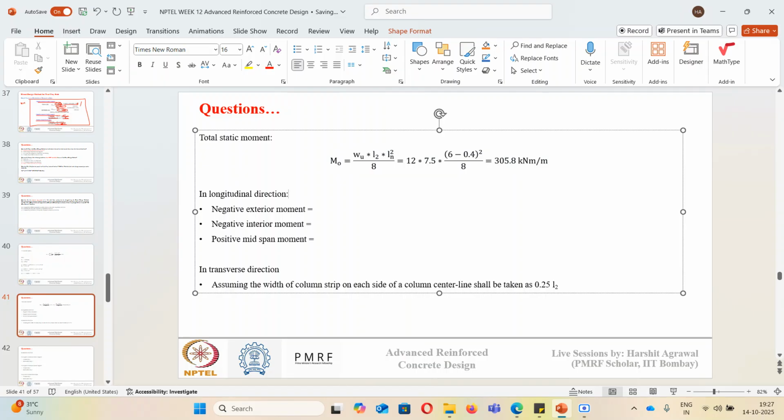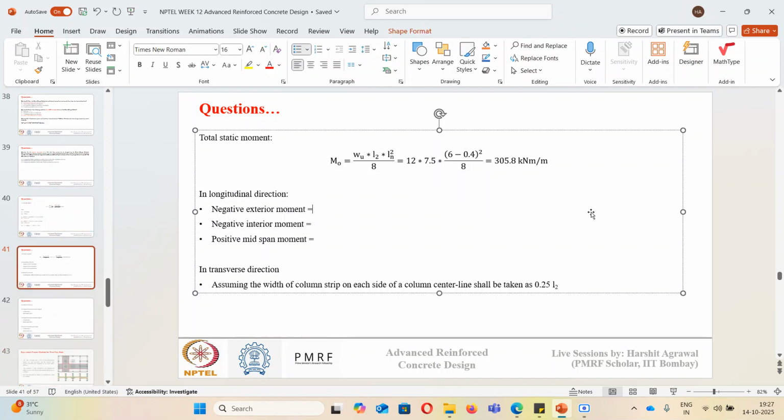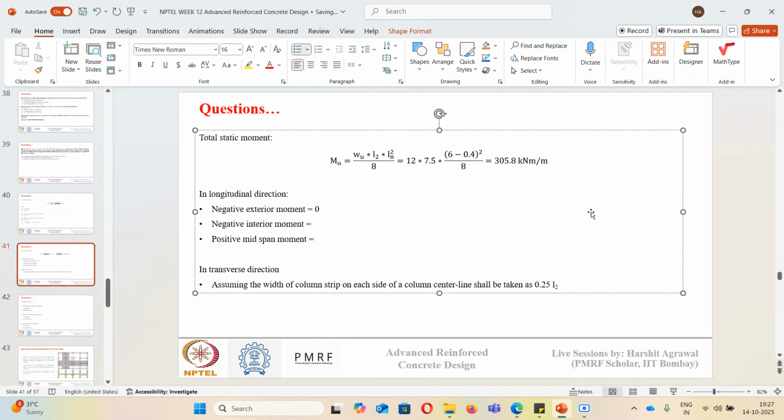Now we need to do the distribution of this moment. So for the longitudinal direction, negative exterior moment, we know it is given as 0.65 times M0 by q. So it will be 0.65 into 305.8 divided by 1.015. So it will come out to be 195.83 kilonewton meter per meter.